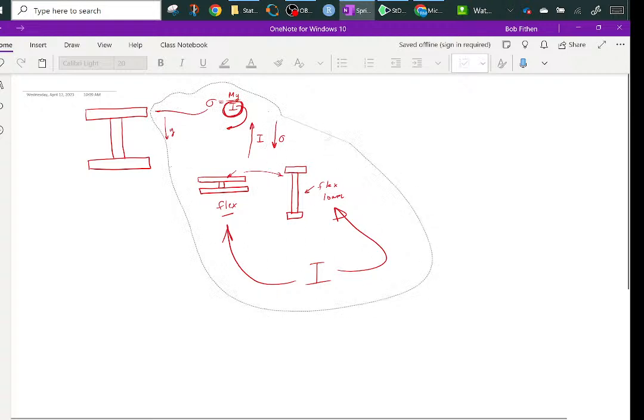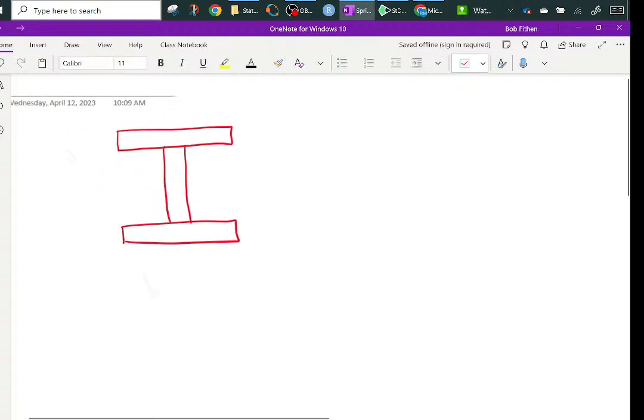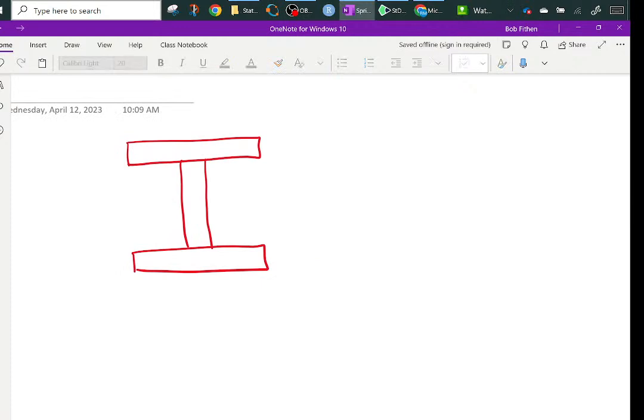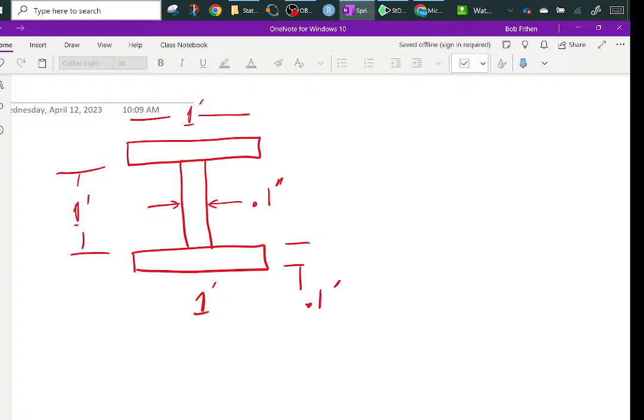So let's deal with this. Let's just say it's 1 foot, and instead of using inches, I'm just going to say it's 0.1 foot. It's 0.1 foot here. It's 1 foot here. And the same dimensions here, 1 foot, and it's 0.1 foot. So you've got a beam that sits here like that.